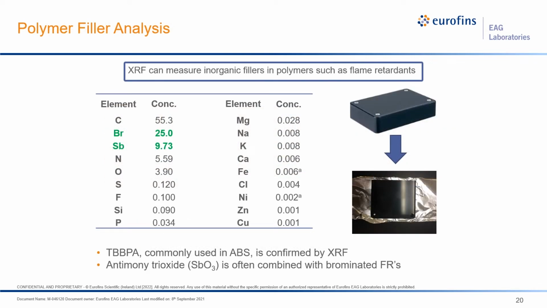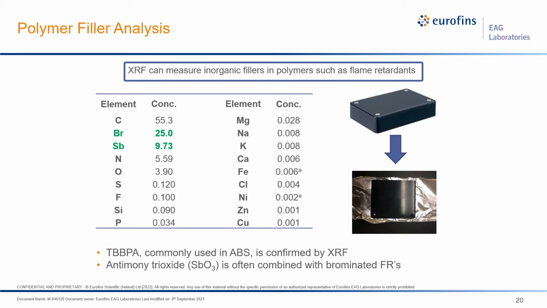The first example is an acrylonitrile butadiene styrene polymer, generally known as ABS, with a high loading of brominated flame retardants. FTIR analysis on these samples had previously identified the specific flame retardant, tetrabromobisphenol A, and XRF determined the concentration, while also finding antimony trioxide, which is often combined with brominated flame retardants.